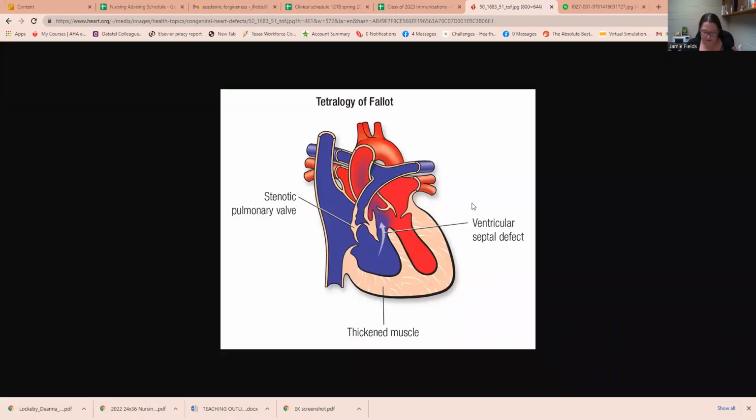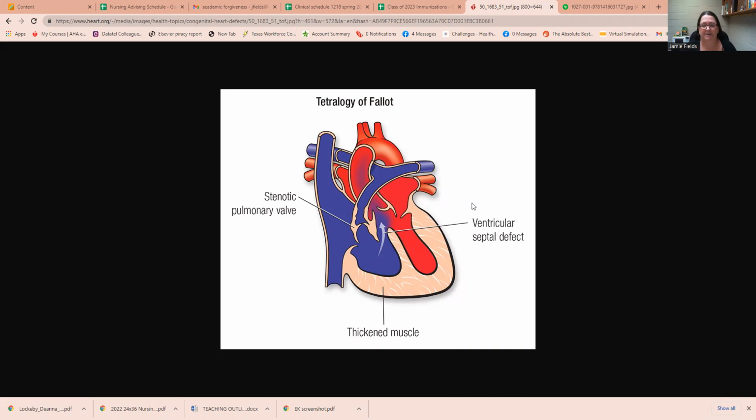There are two defects in this class. Tetralogy of Fallot is one of them, and it's actually a combination of defects. So we're going to look at Tetralogy of Fallot first. So let's look at what that looks like. So Tetralogy of Fallot is 4 defects that occur together.